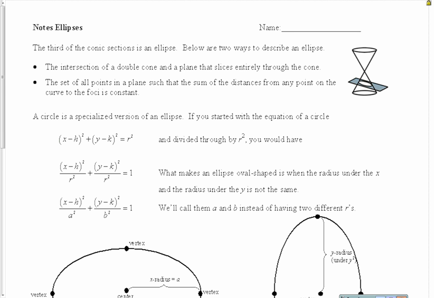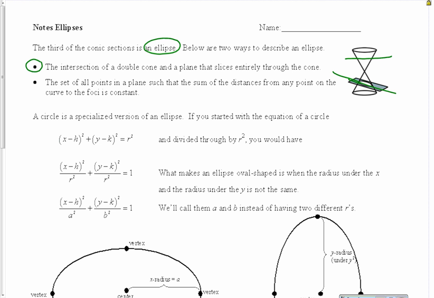Okay, so these are some notes on ellipses, and the third of our conic sections is the ellipse. We can describe our ellipse in two ways, just like we did all the other ones. As far as a slice of a cone, unlike a circle which slices flat, the ellipse slices at an angle, and technically a circle is an ellipse. It's like a square is a rectangle.